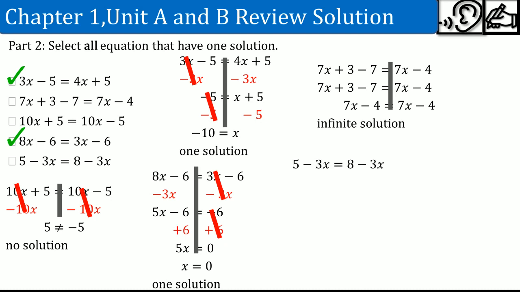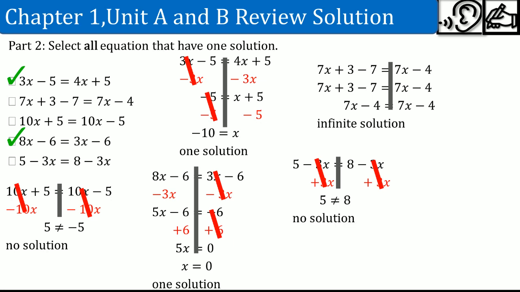5 minus 3x equals 8 minus 3x. Okay, rewrite the equation. Plus 3x to both sides, because that is the only way you can get negative 3x to cancel out. Okay, 5 does not equal 8, so we will say that one has no solution.